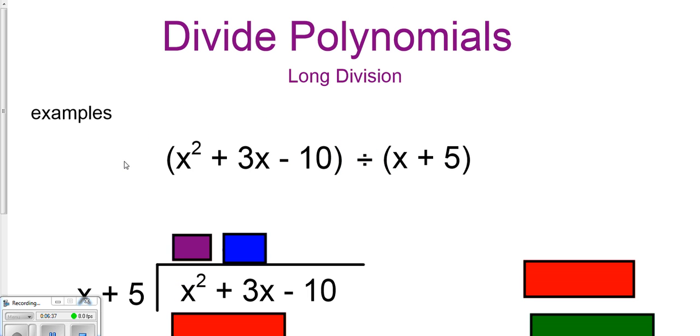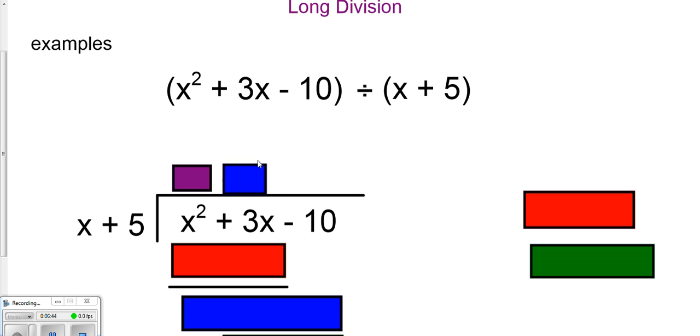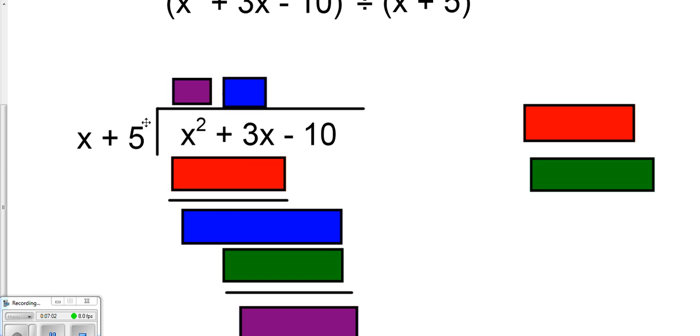So let's look at what the long division algorithm will look like. We're going to use those exact same ones from the previous slide as our example: x squared plus 3x minus 10 divided by x plus 5. We're going to write this inside of our division box. This is our dividend. It goes underneath. Our divisor, x plus 5, goes on the outside of the box. So this is what our problem should look like.